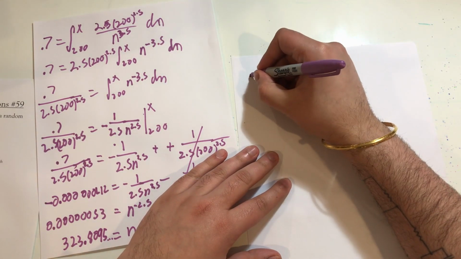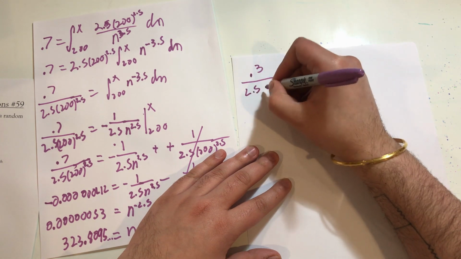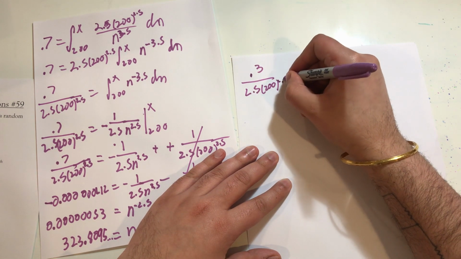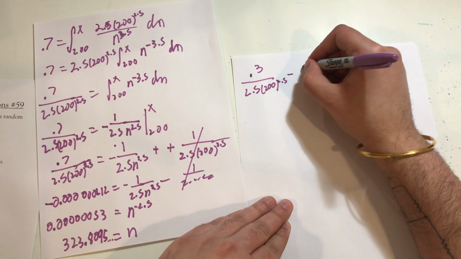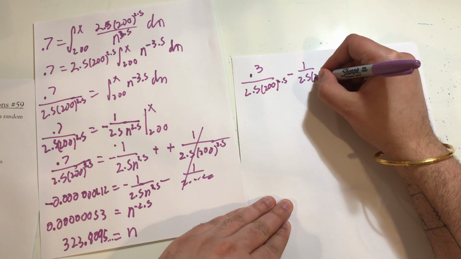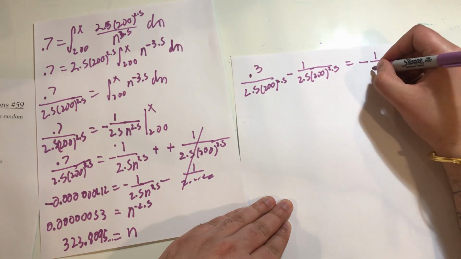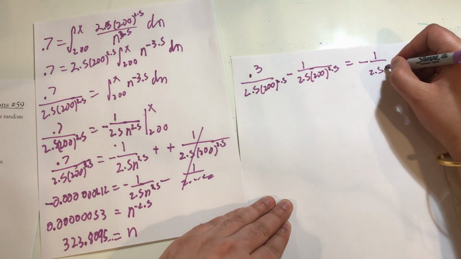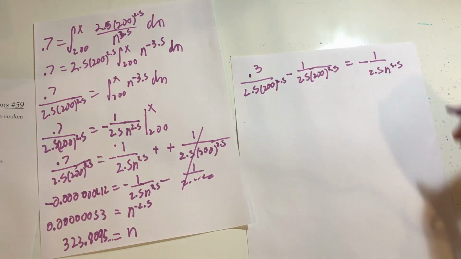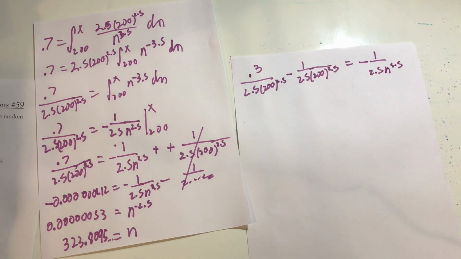So now this becomes a 0.3 over 2.5 times 200 to the 2.5 minus 1 over 2.5 times 200 to the 2.5 is equal to negative 1 over 2.5 n to the 2.5. Now, another way this half becomes easier is everything's already in my calculator, right? I don't need to go about trying to rework everything. I'm just going to go up and use the equations I had before. So I'll just scroll up. I'll grab the equation I had before, and instead of a 0.7, I'll replace that with a 0.3.